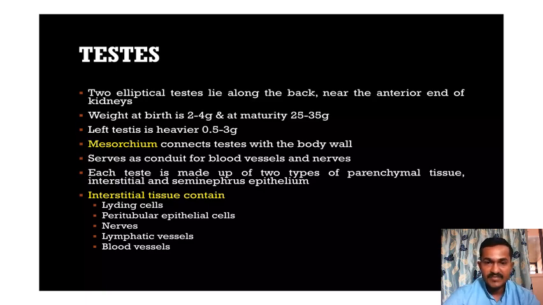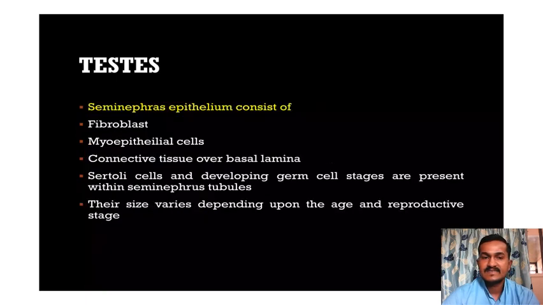So first, the interstitial tissues basically consist of Leydig cells, peritubular epithelial cells, and nerves, and lymphatic vessels and blood vessels are also present in the interstitial tissues. Next, the seminiferous epithelial tissues, which consist of fibroblasts.